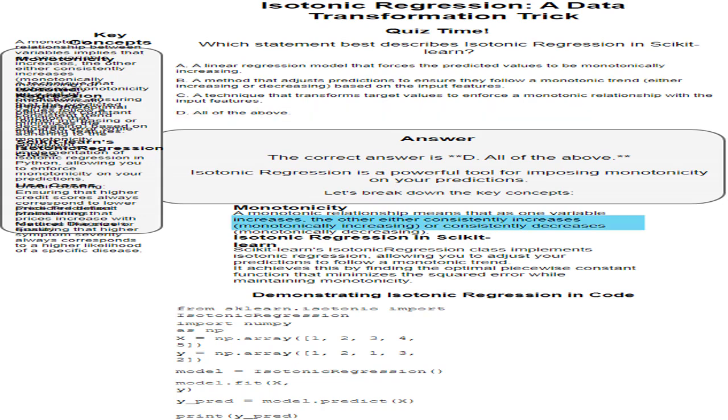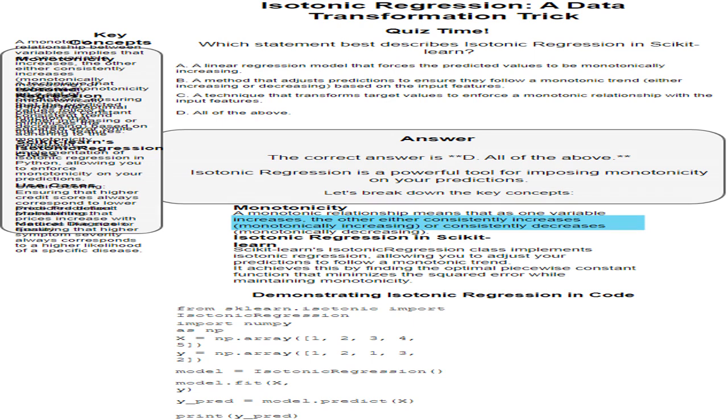A monotonic relationship means that as one variable increases, the other either consistently increases, monotonically increasing, or consistently decreases, monotonically decreasing. In credit scoring, it's expected that a higher credit score should correspond to a lower predicted default probability, a monotonic decreasing relationship. When predicting house prices, we generally expect that higher square footage or better quality features should correspond to higher prices, a monotonic increasing relationship.